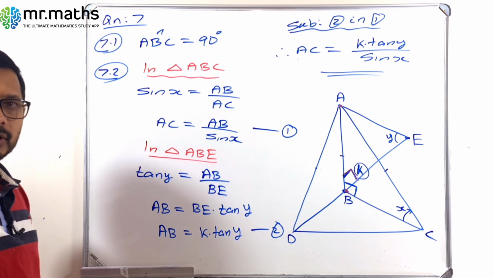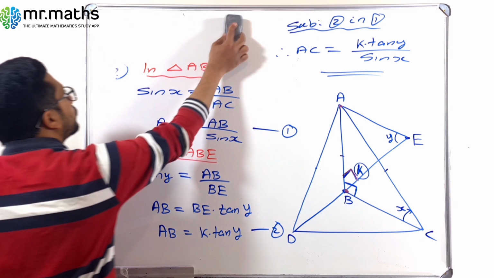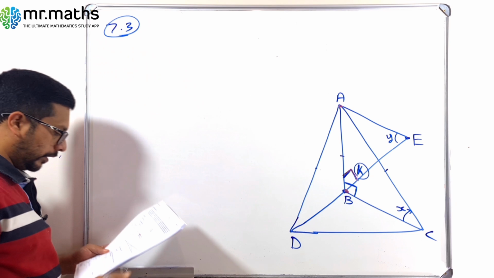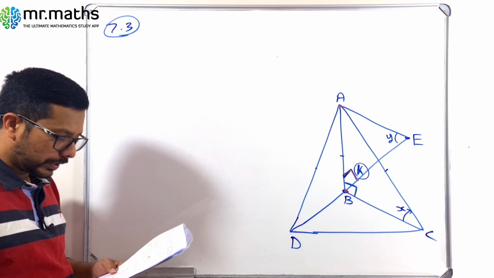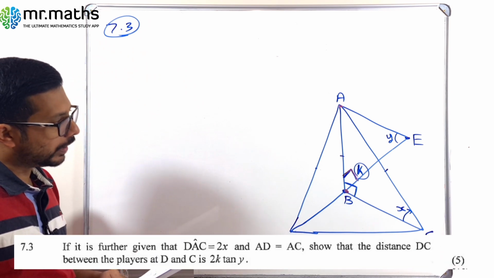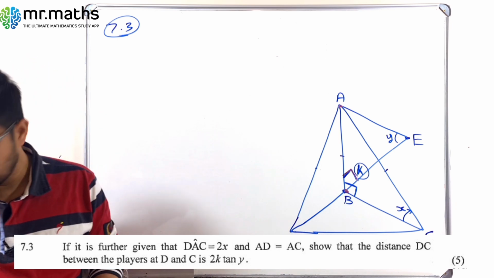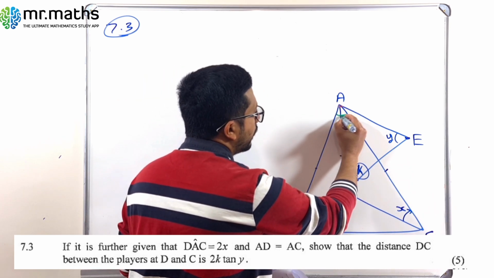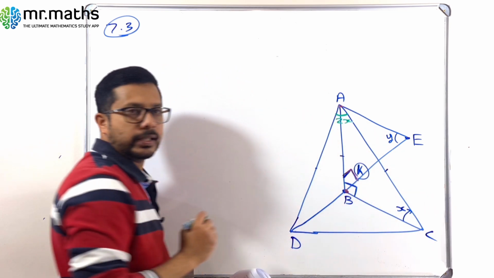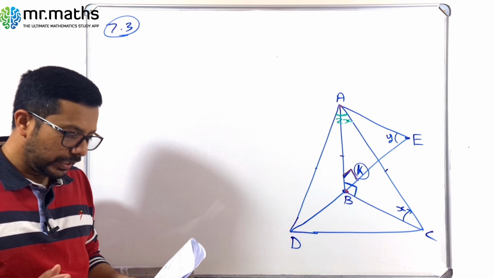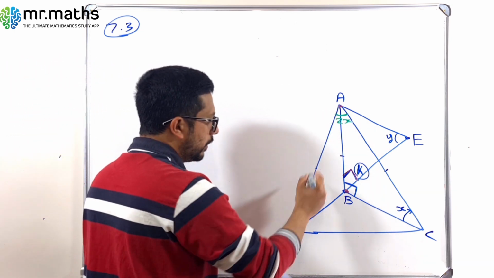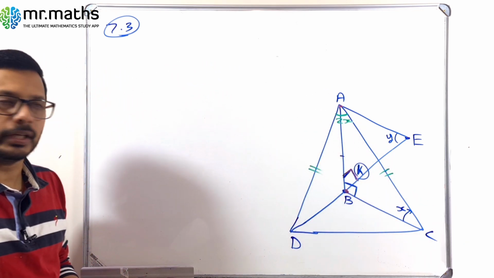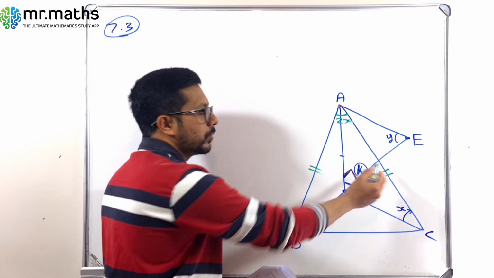Now let's go to question number 7.3. If it is further given that DAC is equal to 2x, angle DAC, which one is that? It is given that angle DAC, that means this angle, is 2x. Then AD is equal to AC. AD, this line, and AC, this line, are equal. So this angle is 2x and these two sides are equal.